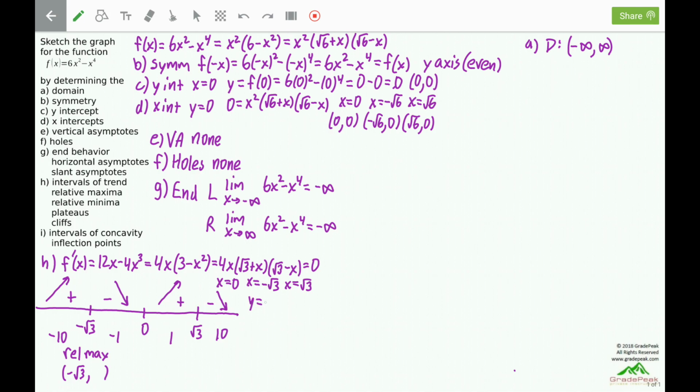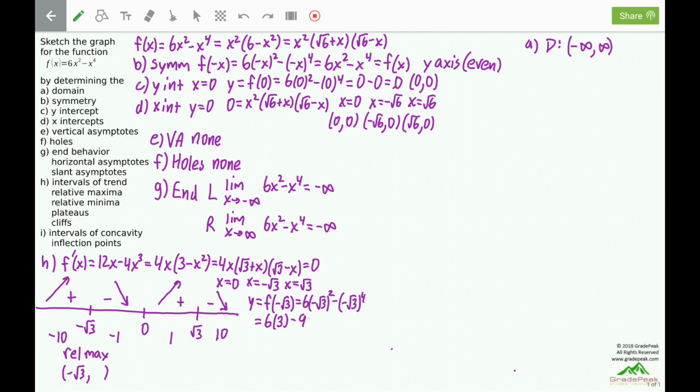So y equals f of negative square root of 3, which is 6 times negative square root of 3 squared minus negative square root of 3 to the 4th. So this will be 6 times, negative squared is positive, square root of 3 squared is a 3, minus, a negative to the 4th is positive, square root of 3 to the 4th is square root of 3 times square root of 3, which is a 3, times another square root of 3 times another square root of 3, which is another 3. 3 times 3 is a 9.